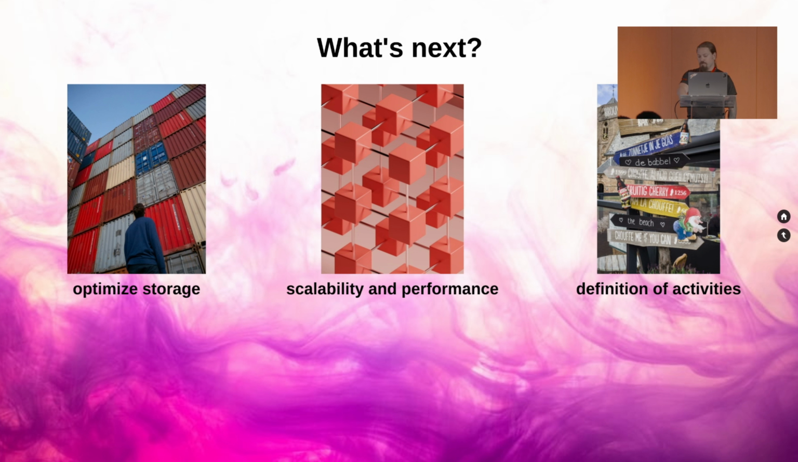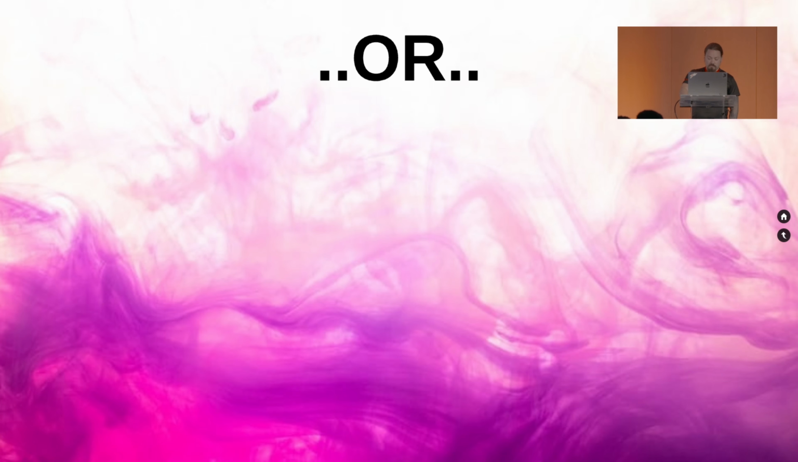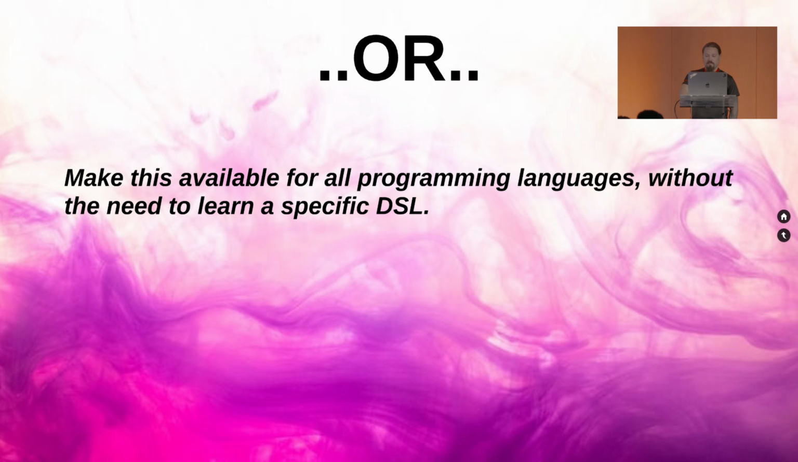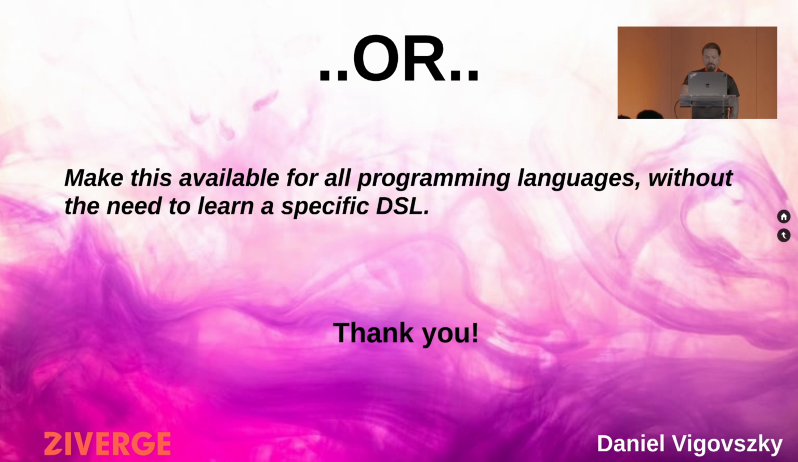And finally, there are a lot of opportunities here to improve how we define these activities. Right now, you have to use a DSL, which is similar to the endpoint DSL of ZIO HTTP. But it could be auto-generated from OpenAPI, let's say, or from your ZIO HTTP code, or we can imagine many different ways to improve the developer experience here. We could also think about making this available for any kind of programming language without the need to learn this specific functional Scala DSL. And that's something that we are thinking about.